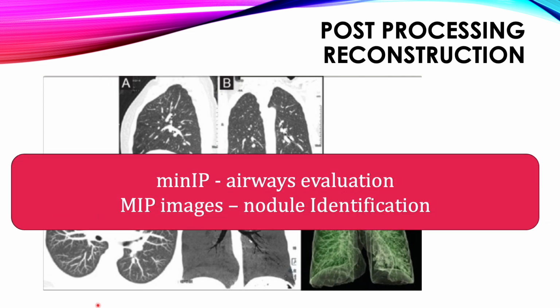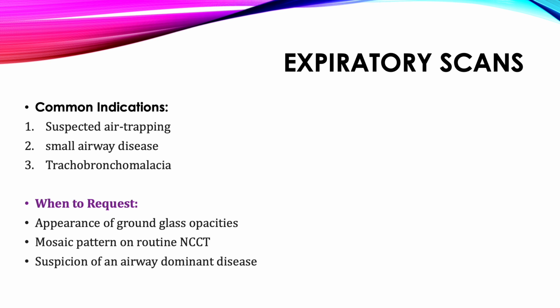When do we use MINIPs and MIP images? When we want to evaluate the airway, we do a minimum intensity projection. We don't want to see the parenchyma, we want to see the airway. So minimum intensity projection for airway evaluation, and maximum intensity projection MIP images we want to do for ILDs, for nodules, specifically for nodule identification.